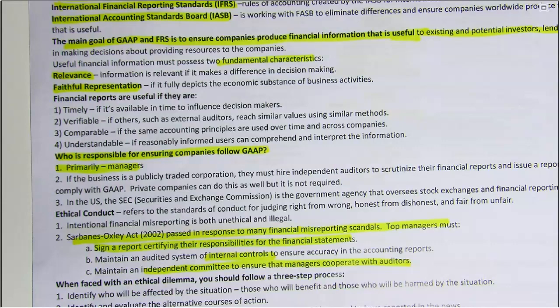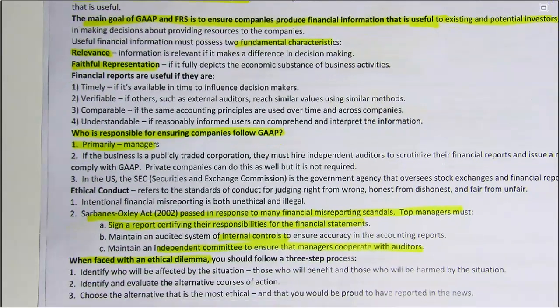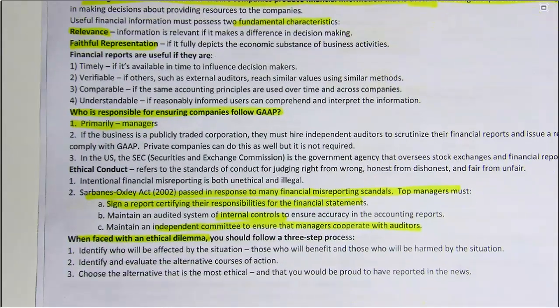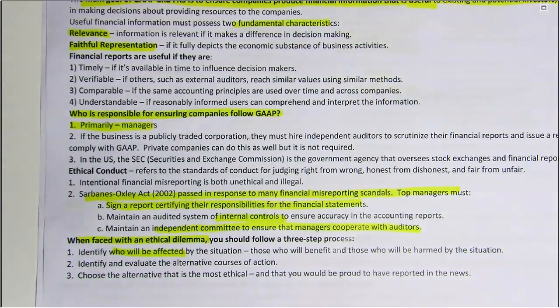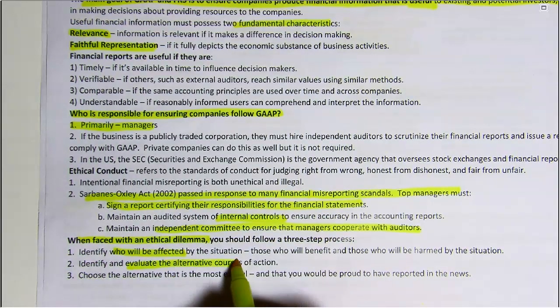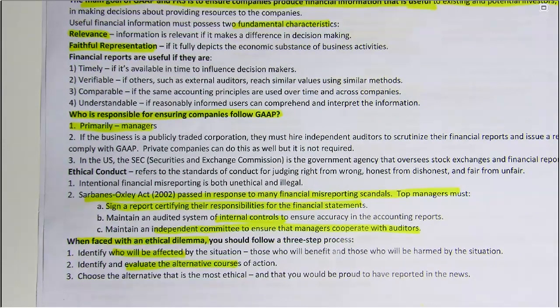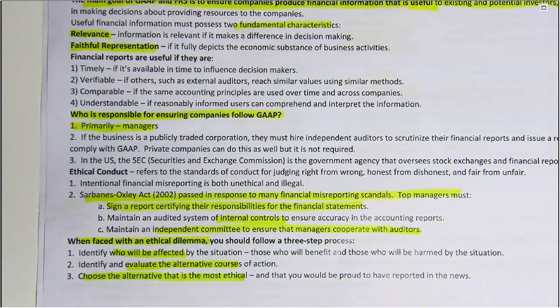So it says here, when you're faced with an ethical dilemma, you should follow a 3-step process. Identify who will be affected by the situation, those that will benefit and those that will be harmed. Identify and evaluate alternative courses of action, and then choose the alternative that is most ethical.